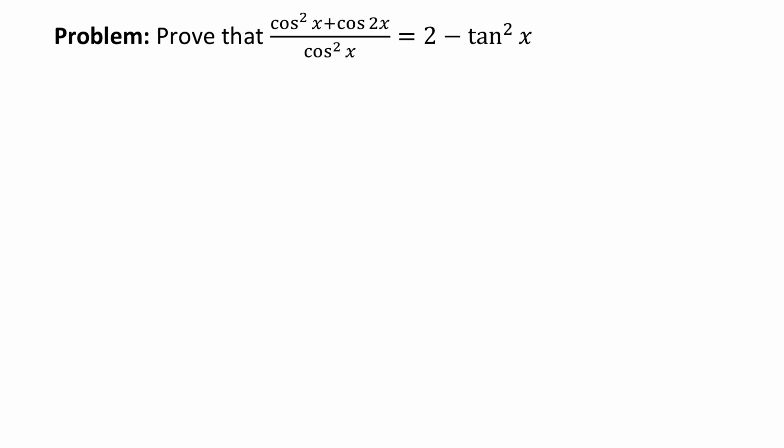All right, here's another one. We have cos squared x plus cos 2x over cos squared x equals 2 minus tan squared x. Go ahead and pause the video and give it a try. All right, now assuming you gave this a try, this one is tough.